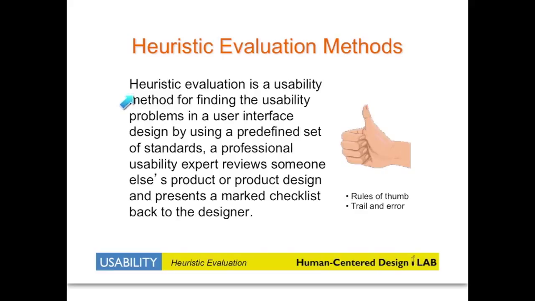Heuristic evaluation method. Heuristic evaluation is a method you can call the rule of thumb, trial and error. The method is used to find problems in the user interface design, but you have a predefined set of standards. In this one we do it as a checklist, and we ask the expert to review the product. The rule of thumb is common sense. We collect the guidelines or the things that have problems, and it's like trial and error. So you can use this type of common sense or guideline to evaluate the product.